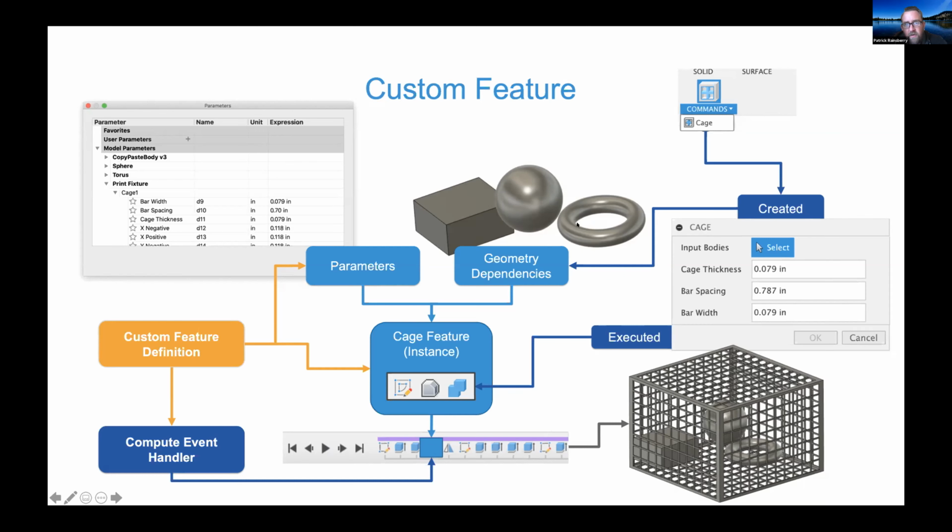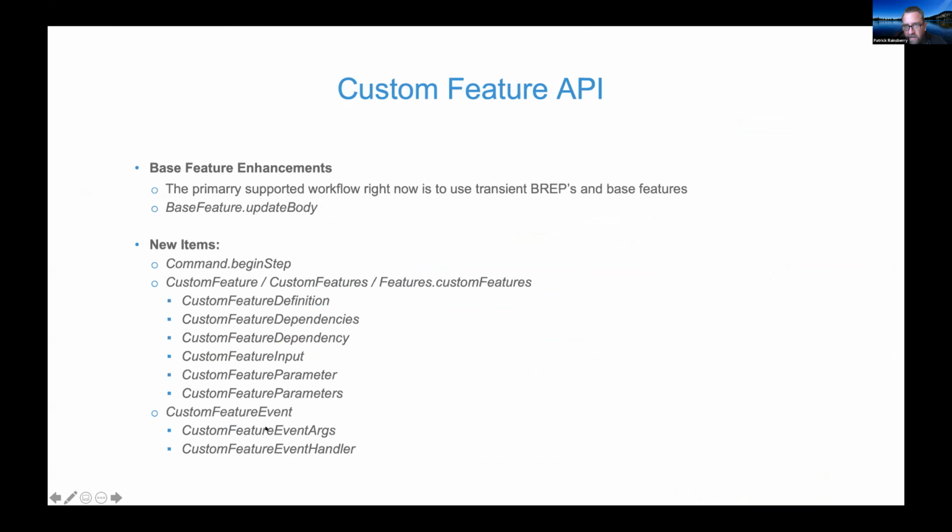You do that by setting geometric dependencies, and you also define your own parameters. What that also means is that when the user looks inside the parameters dialog box, they'll see the print fixture part, cage 1, that's my feature, the first instance of my cage feature, and the exact parameters that I've defined. A user could just come in here and adjust the bar width, which does a bunch of processing to figure out what the new spacing needs to be, and then Fusion will recompute, and my handler will get the callback to do the compute.